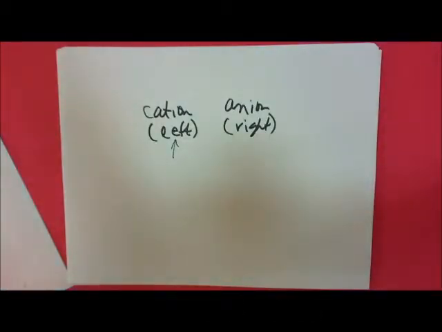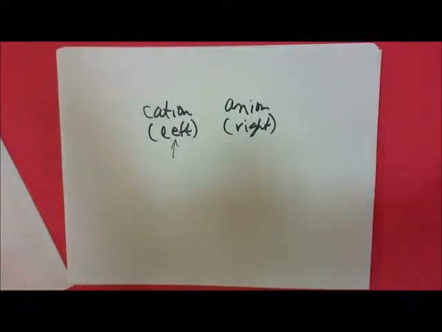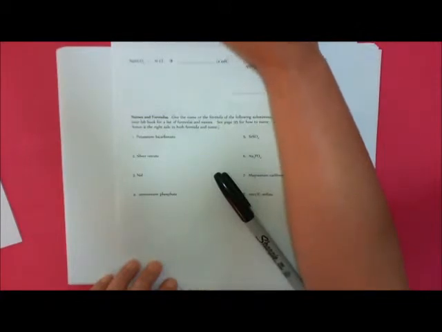Alright, so when you're naming things that involve a cation and an anion, or when you're writing the formula for these, the entire formula should give you a charge of 0. Okay, so if we're looking at our first question given here, let me just zoom in for a minute.